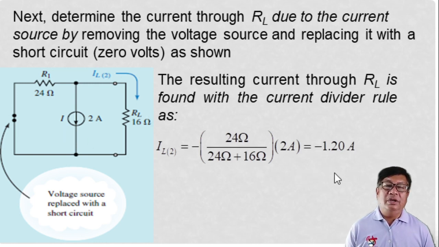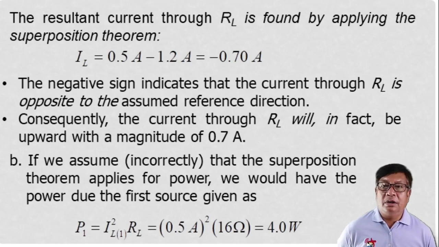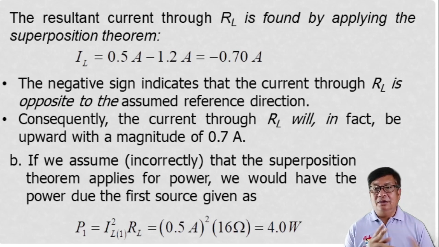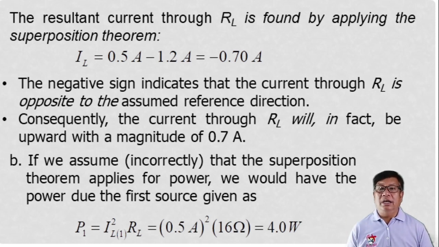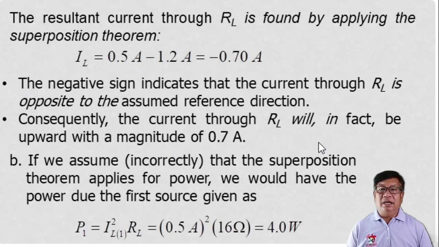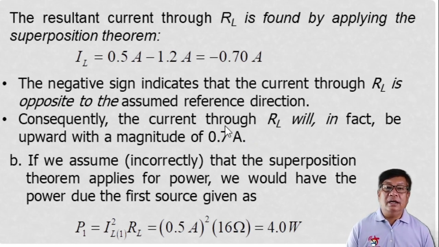Take note that our I sub L2 is negative 1.2, and our I sub L1 is 0.5 amperes. So let's simplify this: 0.5 minus 1.2 is equal to minus 0.7 amperes. So that is our I sub L, the load current. Now take note, this is negative, so the actual direction of the load current is opposite to what we assumed. A while ago we assumed that the direction of our load current is downward, so therefore it is not downward. The sign is opposite, so it is now upward, not downward. Consequently, the current through R sub L will in fact be upward with a magnitude of 0.7.